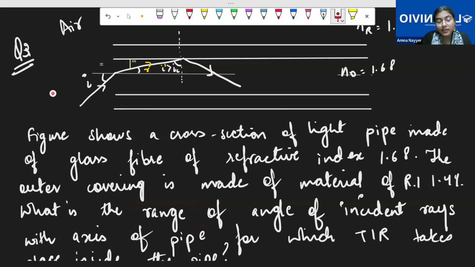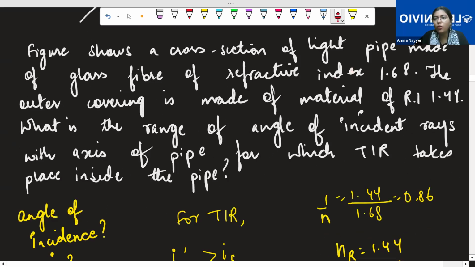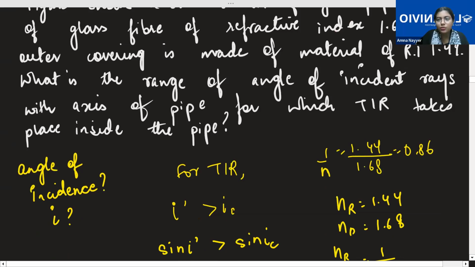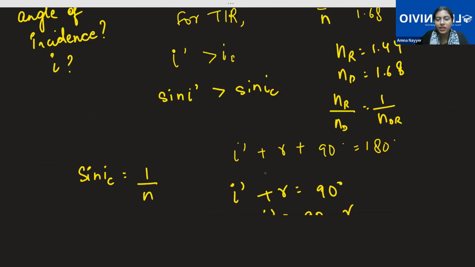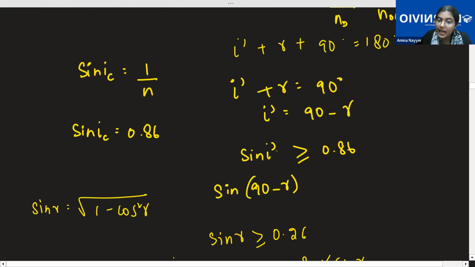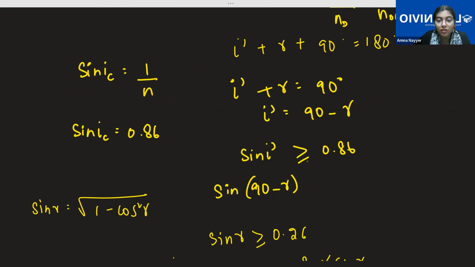So likewise, the light ray has also traveled from here to here. Using the whole concept of sine I dash greater than sine IC, IC could be calculated using NR and ND because it involves the refractive index. So sine I dash was greater than this 0.86. Now I have to convert it somehow to this value of R. That is why I said sine I dash is greater or equal to 0.86, but that won't solve my problem. That is the inner angle of incidence. I want to focus on that major one. That is my question. So if I get R, I'll be able to calculate this.